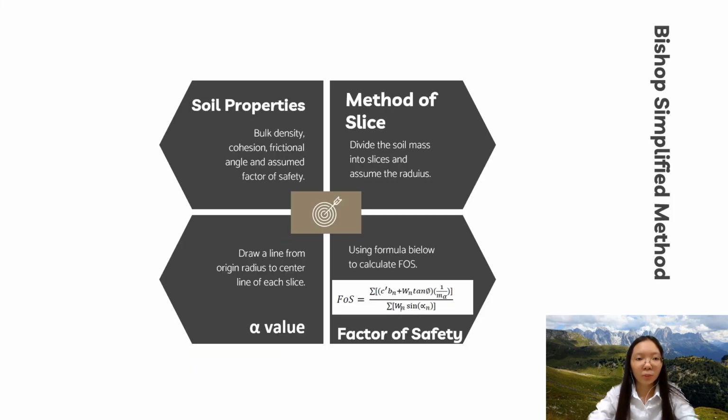To apply the Bishop simplified method, we first assume the soil properties such as bulk density, cohesion, frictional angle, and also one factor of safety. We then apply the method of slices by dividing the soil mass into slices and assume one value of radius. To determine the alpha value, we then draw a line from the origin of the radius to the center line of each slice. Finally, to determine the factor of safety, we then use the formula to find it.